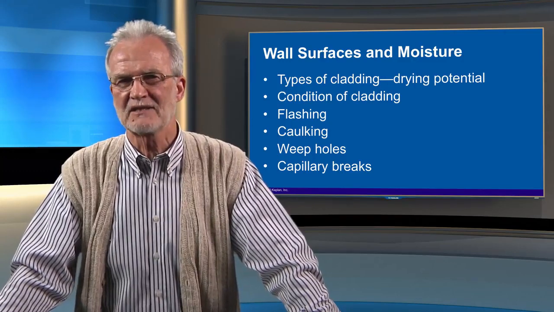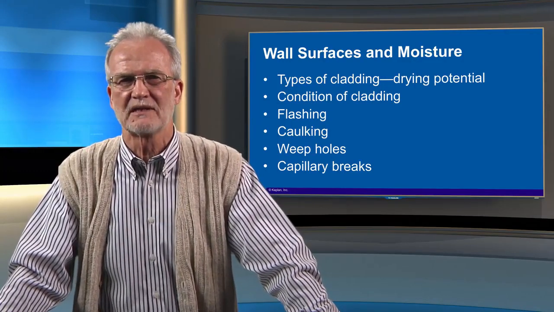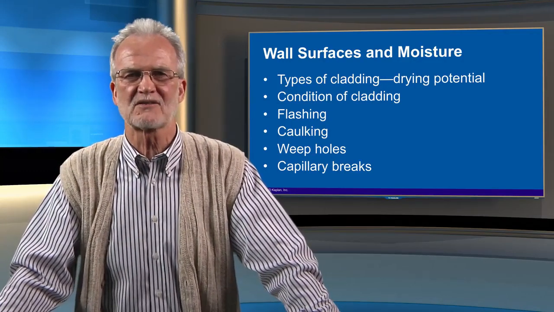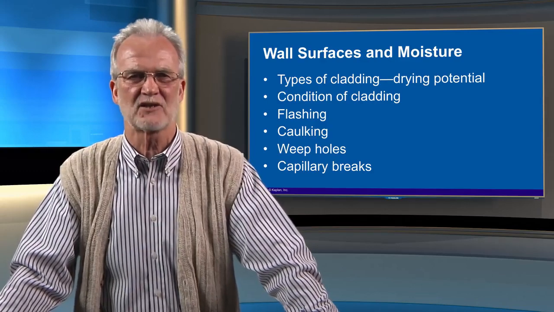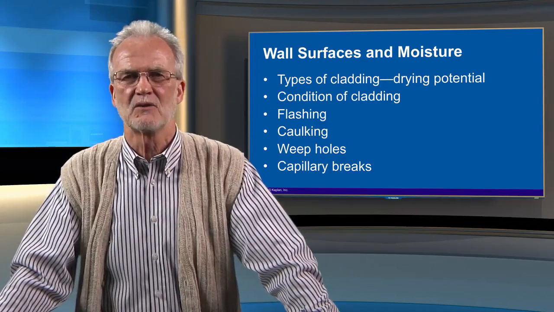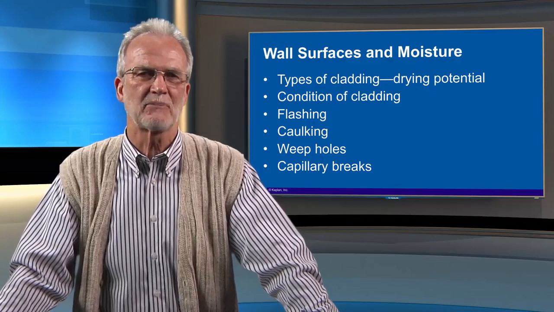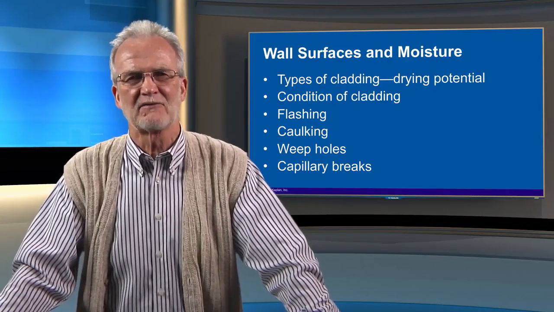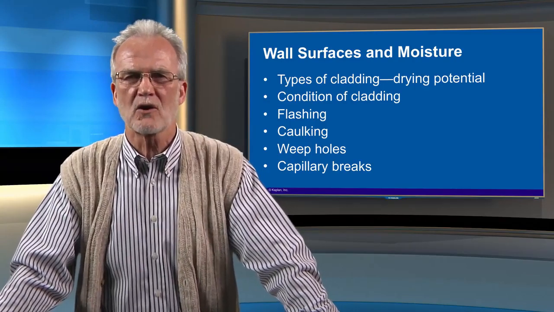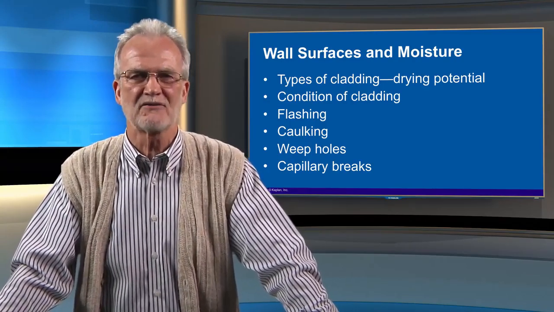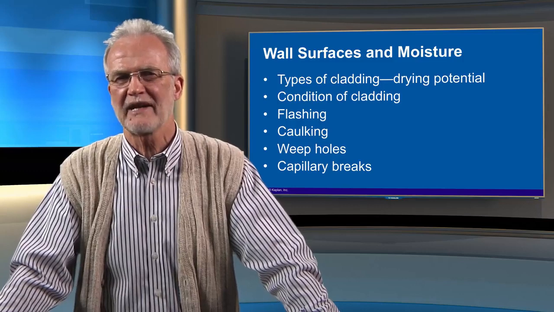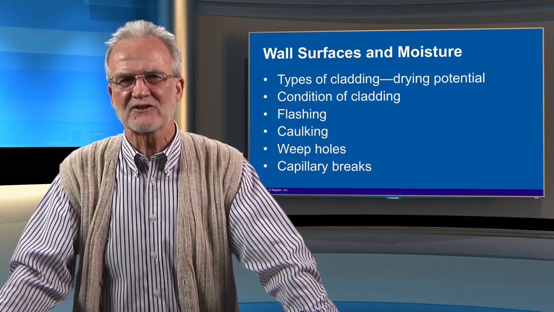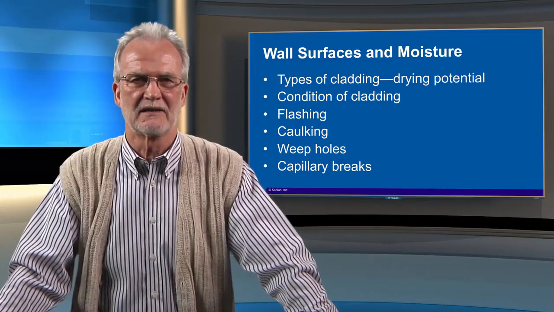Although the type and condition of the cladding is important, even more important are the installation and location of flashings, caulkings, weep holes, and capillary breaks. Flashing is located on a vertical wall where a horizontal member projects out beyond the surface above it, creating a ledge. Flashing is installed horizontally.